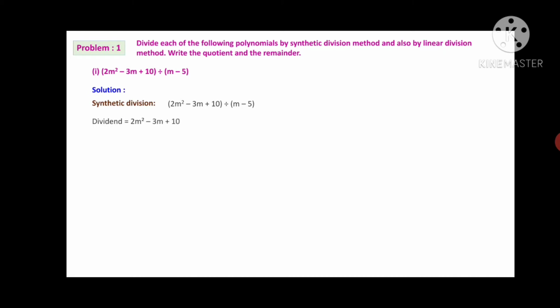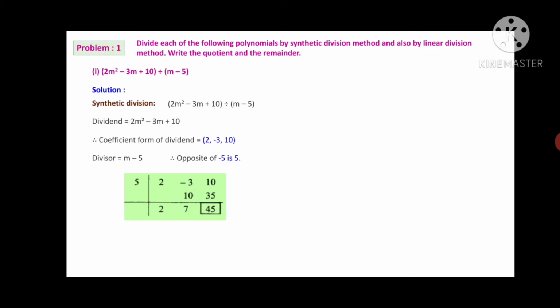Friends, here the dividend is 2m square minus 3m plus 10 and the divisor is m minus 5. The coefficient form of this dividend is 2, minus 3 and 10. As the divisor is m minus 5, the opposite of minus 5, that is 5, we have to consider. This is the pattern, where in the first row we write the coefficients of the dividend, and to the left of this first row we write the 5.